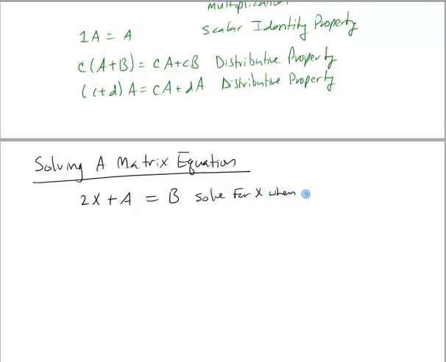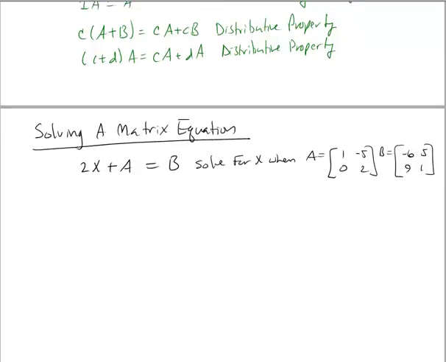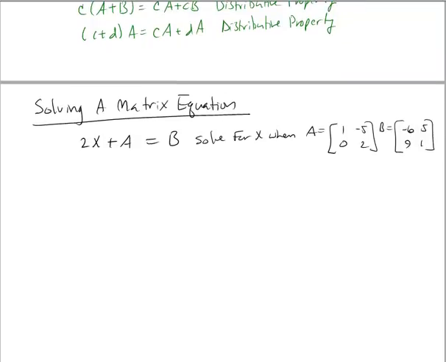Let's say we have two matrices, A is equal to 1, negative 5, 0, 2, and B is equal to negative 6, 5, 9, 1. First of all, we begin by solving the matrix equation for x, just like we would in regular old algebra, and then we work from there. So let's go 2x plus A equal B.